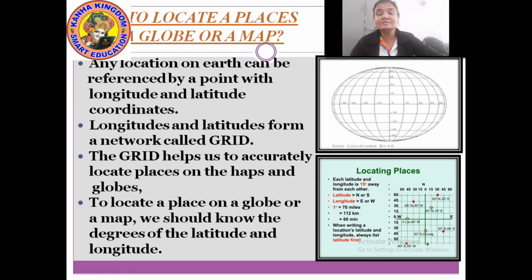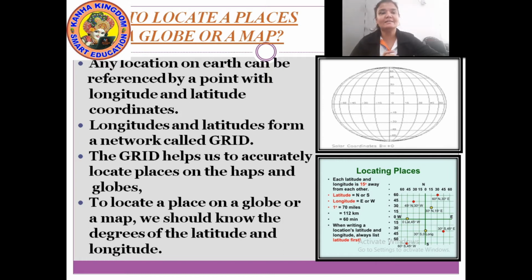Longitudes and latitudes form a network. To locate a place, whenever you see the globe or the map, you will see longitudes and latitudes on it. These longitudes and latitudes form a network, and that network is known as a grid.